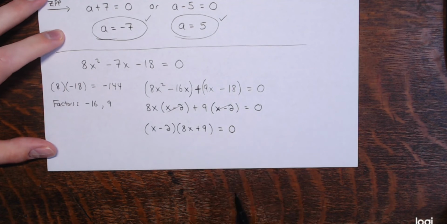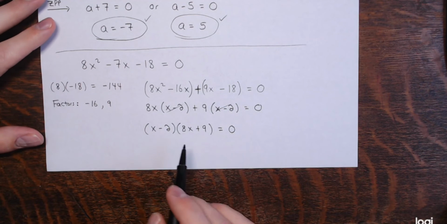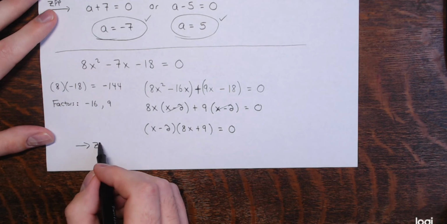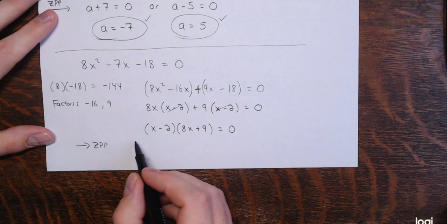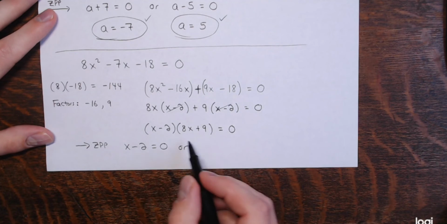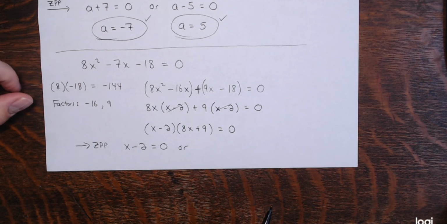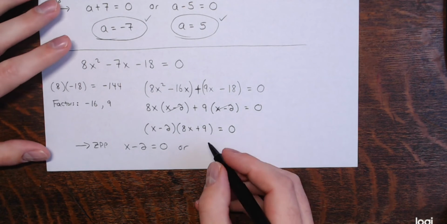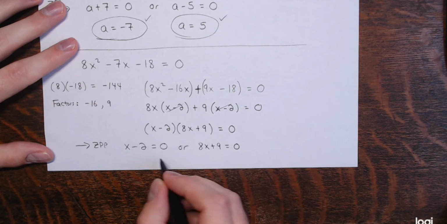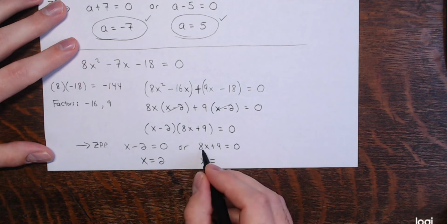Okay. Now I have what I want to be able to use the zero product property. I have a product equal to 0. So by the zero product property, either the first factor equals 0 or the next factor. And if there were 3 factors, 4 factors, 5 factors, I would set each one of them equal to 0. Or the other factor, 8x plus 9, equals 0. And then we solve here, x equals positive 2. For this one, x equals negative 9/8.